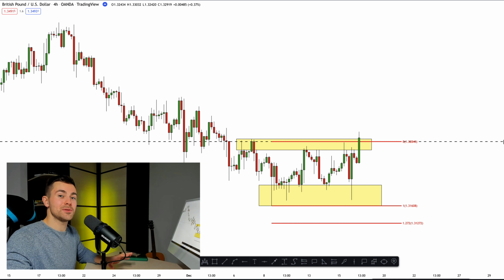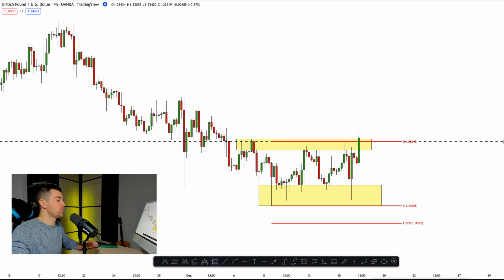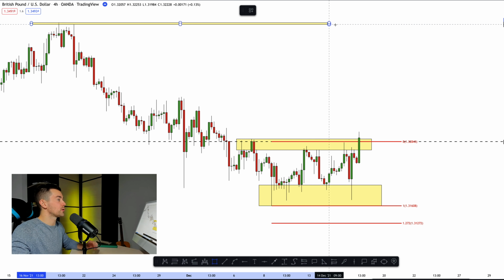The next step is to identify our target level. And where should our target level be? It should be based on the closest key level, on the closest strong structure. And where is our closest strong structure? Our closest strong structure is right here.